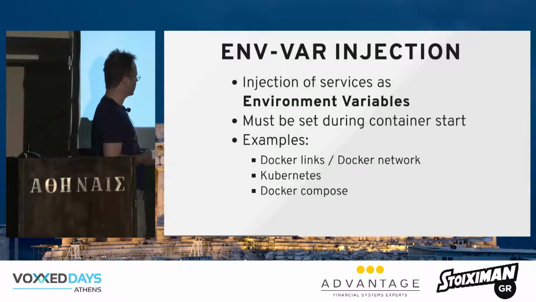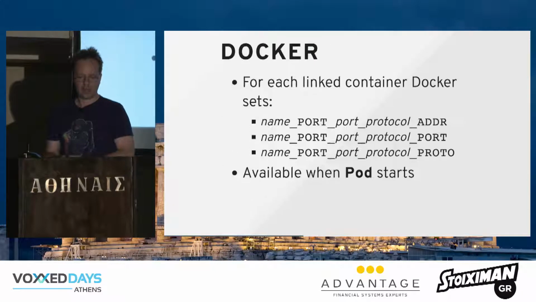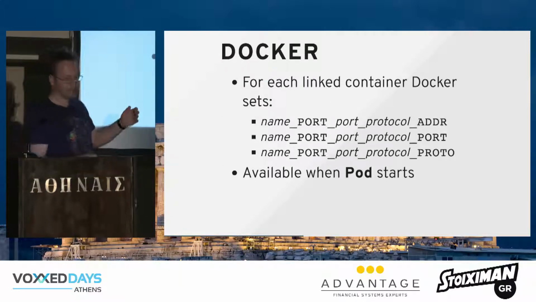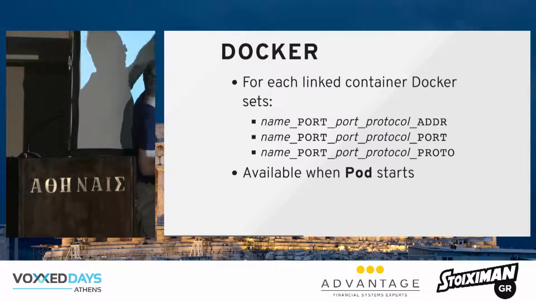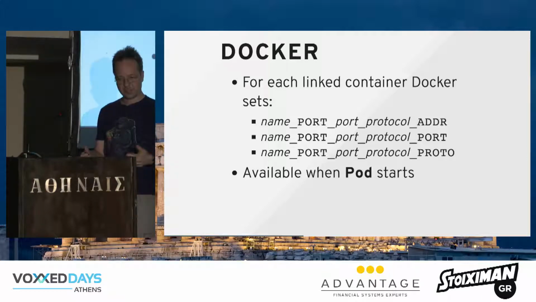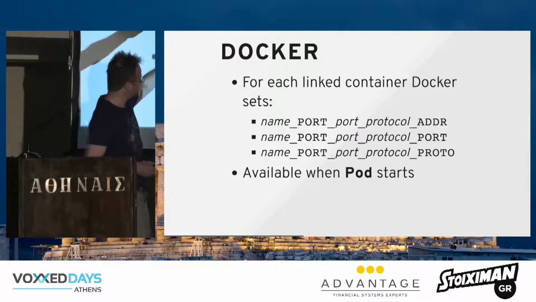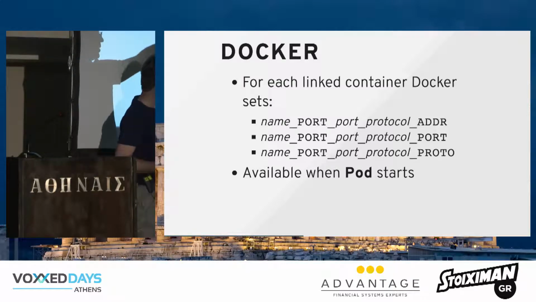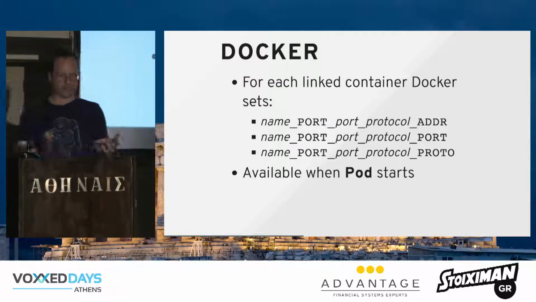The same thing works with Kubernetes and also Docker Compose. And for example, for Docker, it means these environment variables always have the same scheme. So first of all, it's the name of the container who exports the port. Then you have the port number itself, and then for each port which is exported, you have the address. This is the IP address. Then you have the port, and then you have the protocol. And this is also available when the pod starts.